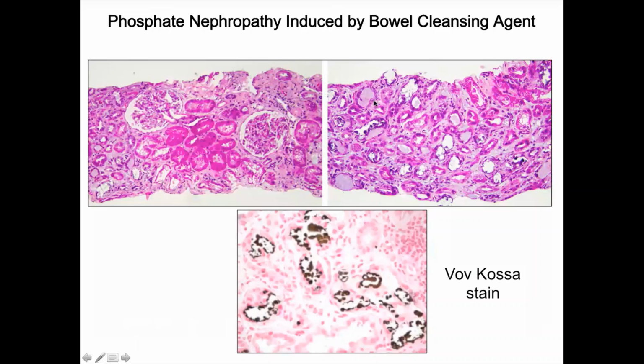Sometimes with bowel preparation, a patient who was going to have an endoscopy had a bowel prep and suddenly developed acute renal failure. The glomeruli are nice, IF is fine, blood vessels okay, and then we see coarse calcifications within the tubules. We do a von Kossa stain, so this is phosphate nephrotoxicity because of the bowel prep.